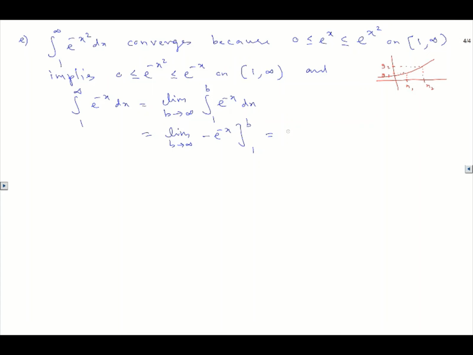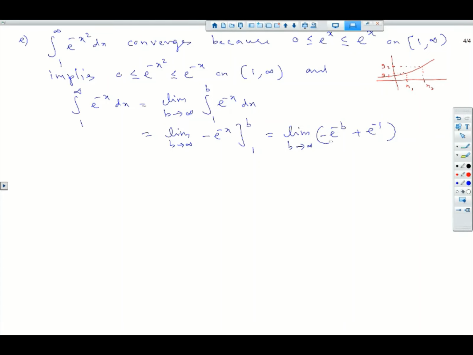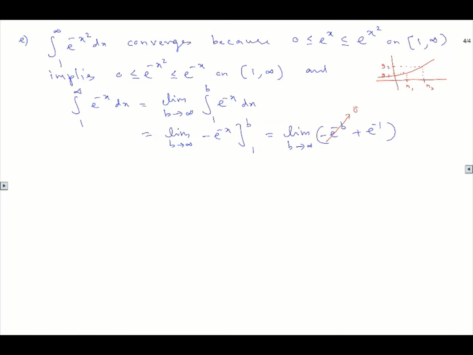If you plug in the values, the limit as b goes to infinity, plugging in b, is negative e to the negative b, and this becomes plus e to the negative 1. And then when you take the limit, what's going to happen when b goes to infinity? This term goes to 0 because of the negative power. So you simply end up getting e to the negative 1, or 1 over e. But this is finite because it's just a number. So the integral converges.